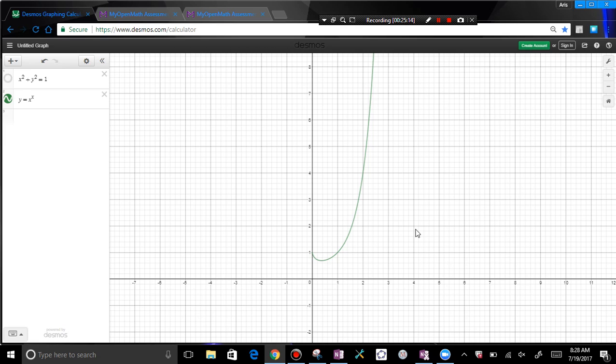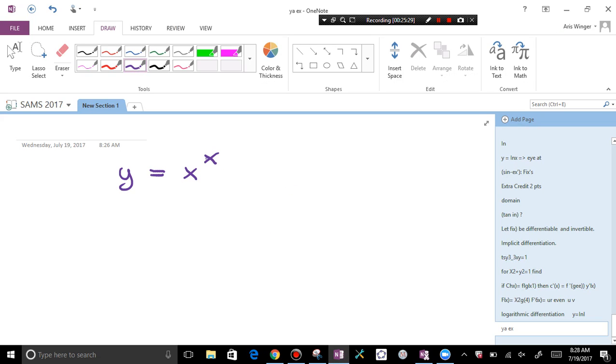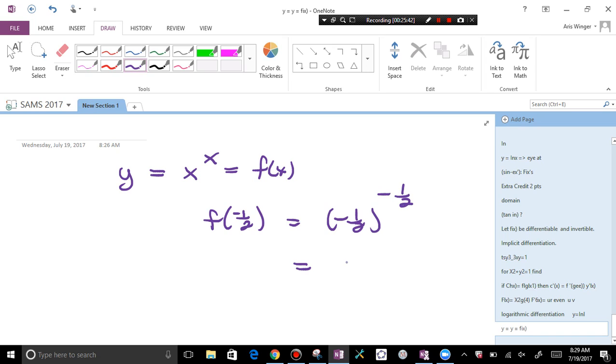What about negative 1/2? Then you're taking the square root of a negative number, right? So let's put that in. So if I call this f of x, right? F of negative 1/2 is negative 1/2 to the negative 1/2. And so that's 1 over the square root of negative 1/2, which is not a real number. So it's not defined at negative fractions, right? It's not defined at negative fractions.